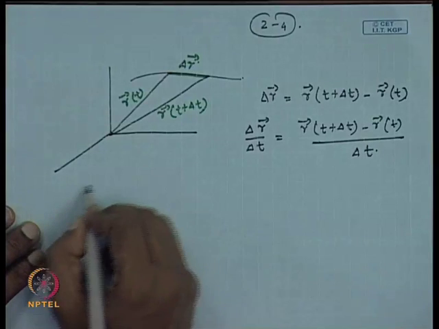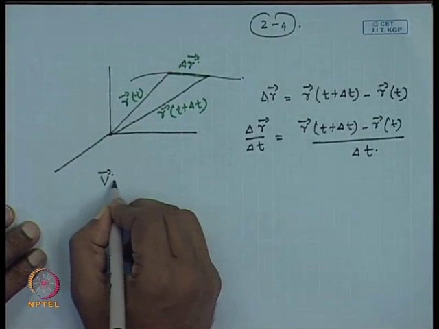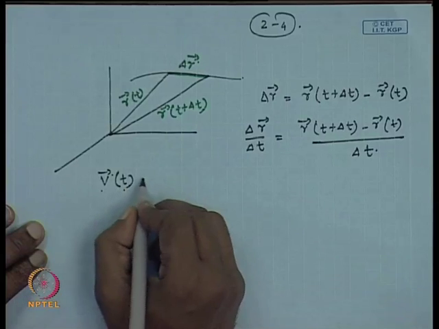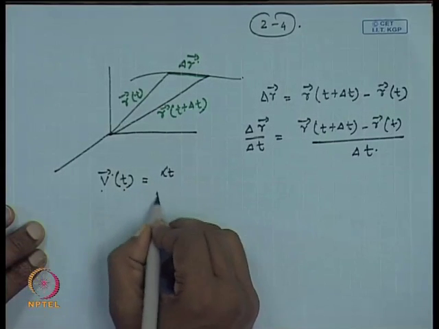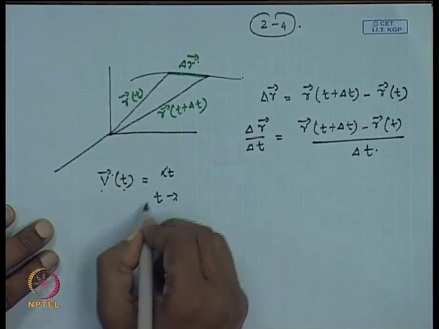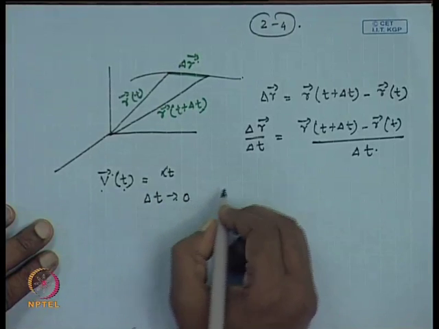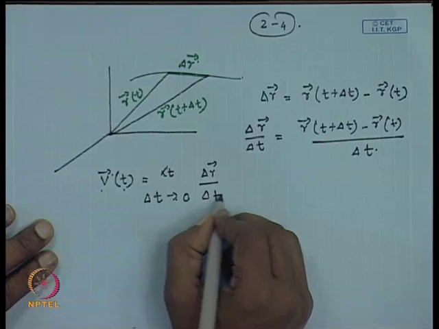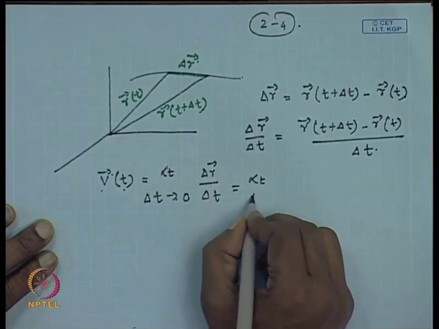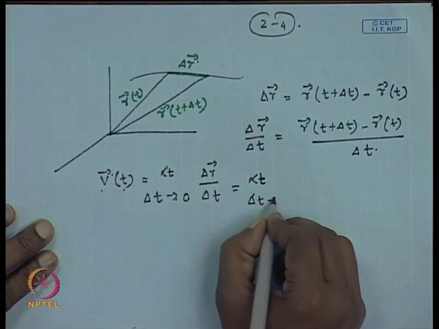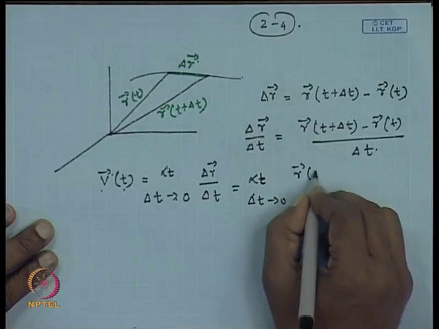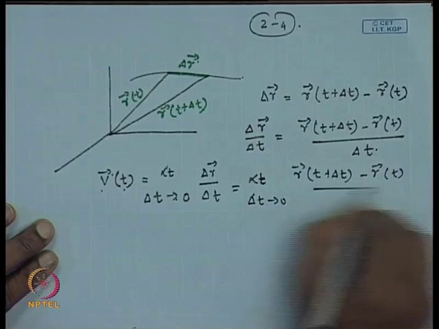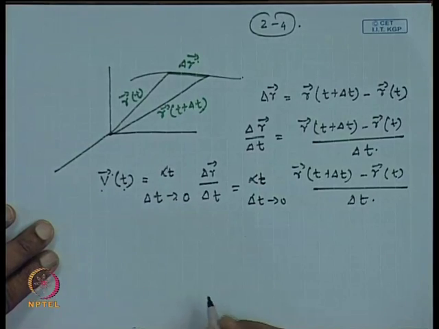Now, the velocity vector is defined as the velocity at time t, which can be defined as the limit delta t tends to 0 of delta r by delta t. This we can write as the limit delta t tends to 0 of r of t plus delta t minus r of t, divided by delta t.